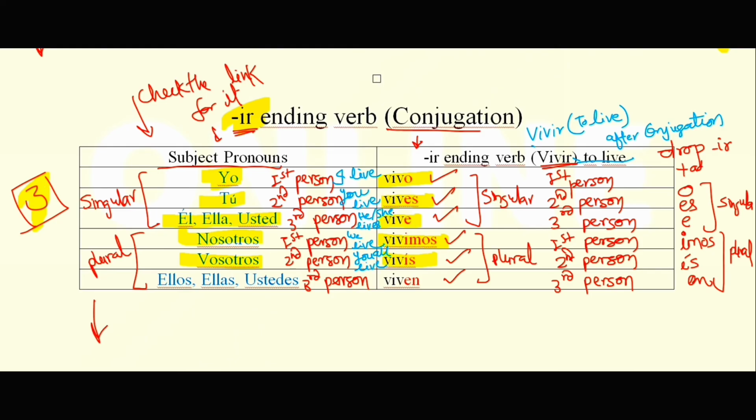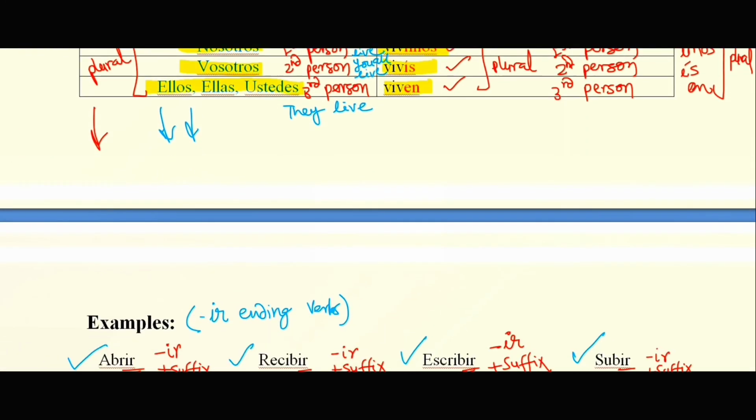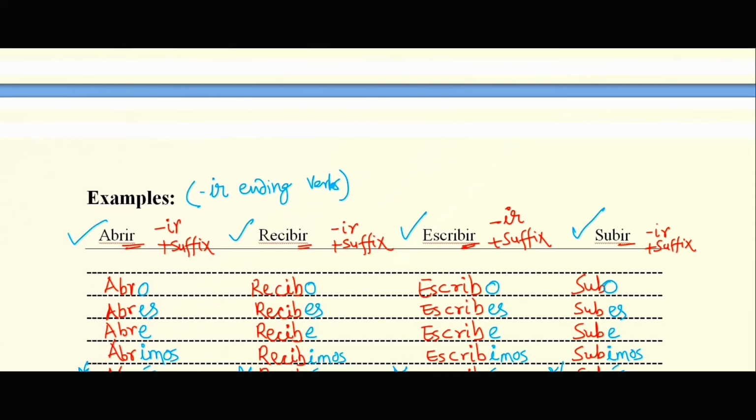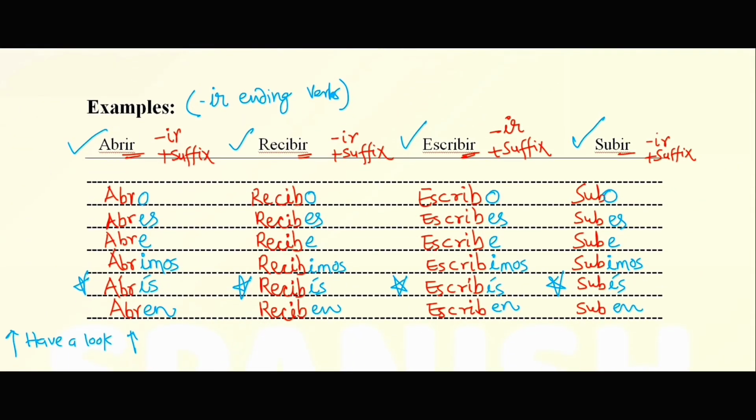Next, ellos, ellas, ustedes viven means they all live. Ustedes viven means you all live, but formal. Aap sab, as we use in Hindi. Ellos, ellas, ustedes. See, get some more examples. The verbs, meanings, and translation of the conjugations.